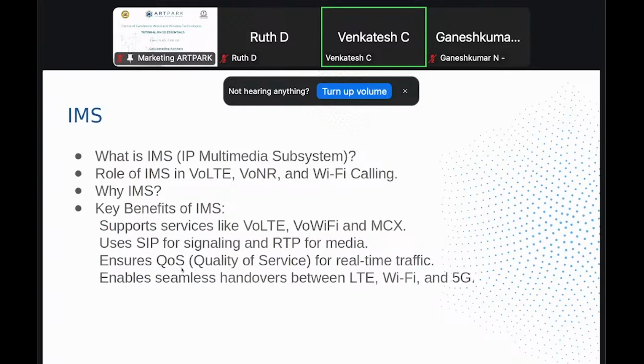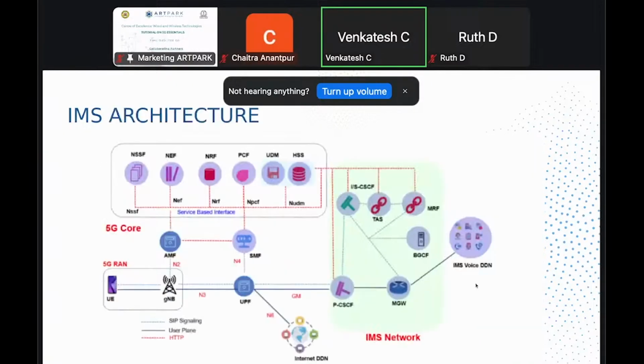It ensures QoS for real-time traffic. IMS assigns different priorities to different types of traffic, ensuring that voice calls get the lowest latency and the highest reliability. It also enables seamless handovers between LTE, Wi-Fi, and 5G. With IMS, a call started on LTE can seamlessly transition to a Wi-Fi network or 5G without dropping. Next, we will move into the IMS architecture and how its components work together to deliver these services.